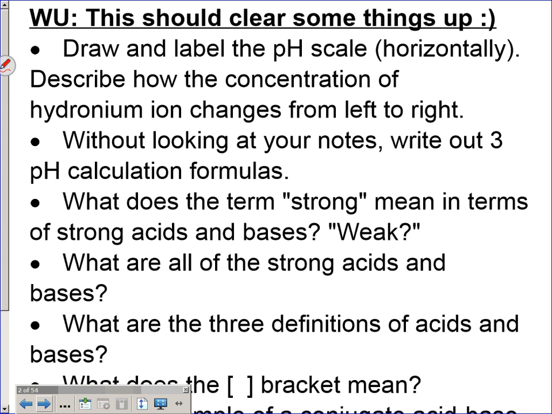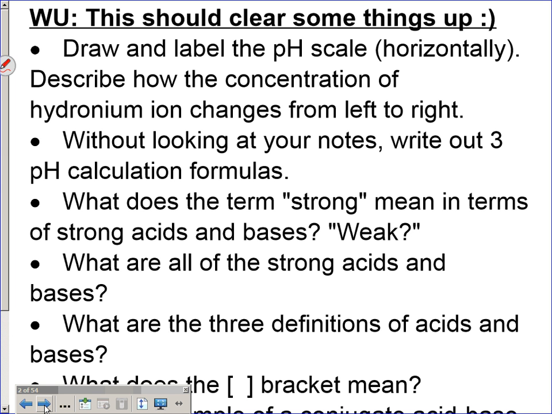What does the pH scale look like? It goes from what to what? 0 to 14. 14 is the what side? Basic side. It goes from A to B, okay? So 0 to 14, A to B, so that's acidic to basic, and in the middle is 7, that we call neutral, okay?